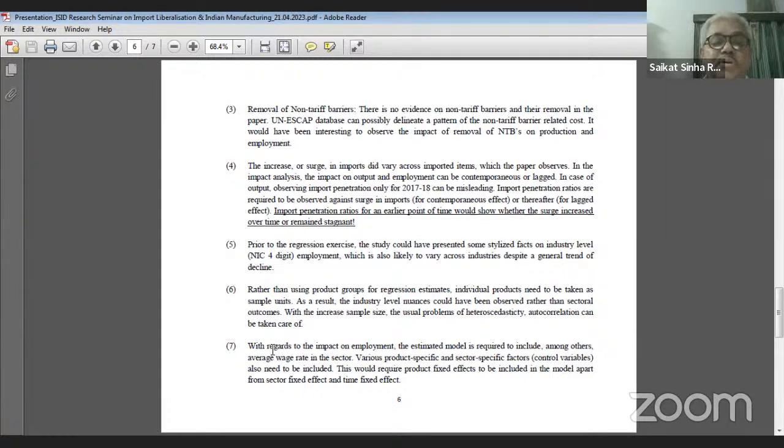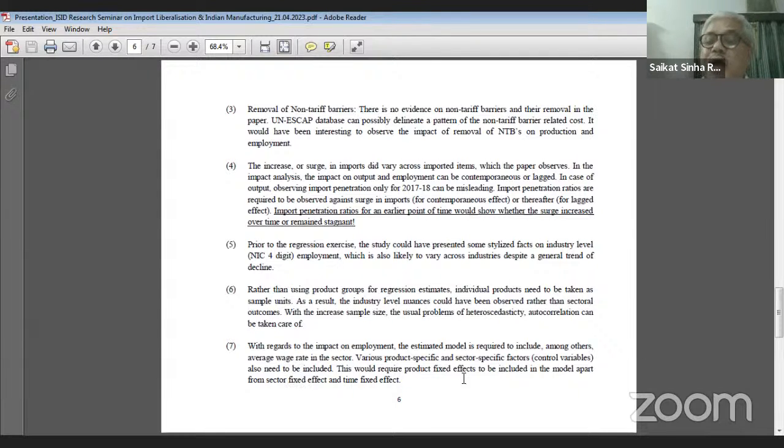With regards to the impact on employment, the employment estimation model is required to include, among others, the average wage in the sector, because labor economics would tell you that employment would depend also on the wage rate that is being offered. So that part is missing, and from the ASI data, you would be able to get the wage rate data. Various product specific and sector specific control variables also need to be included.